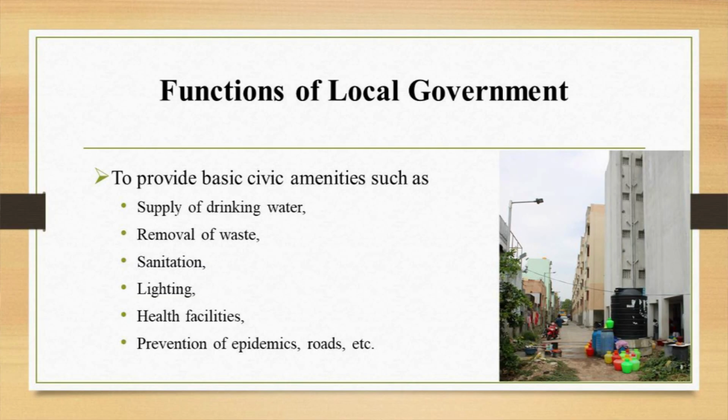Functions of local government. If you look at the basic functions of local government, it offers the basic civic amenities like supply of drinking water, removal of waste, sanitation facilities, lighting, health facilities, prevention of epidemics, road services, etc. in order to make living better physically, economically, socially and culturally.